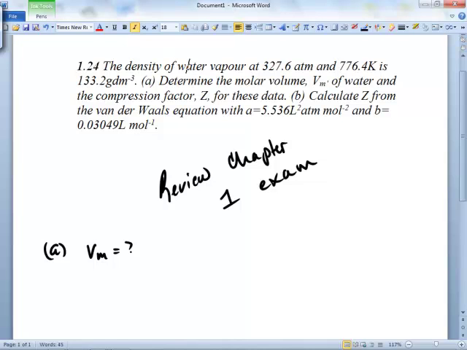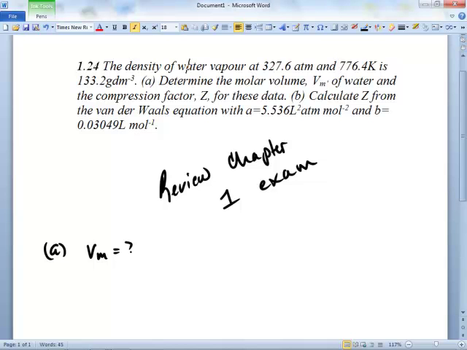Now, some questions, you need to read into them a little bit. When I read into this, what are they really driving at? Determine the molar volume of water. Okay, so after this Vm and the compression factor, Z. And then part B, calculate Z from the van der Waals equation. So, and they give you the little constants.